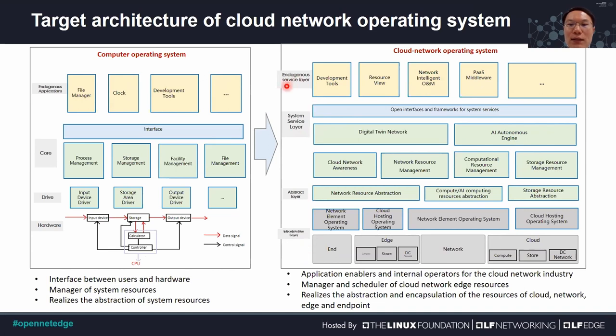So based on this architecture, we will provide the service for the application enabler and the internal operators for the cloud network industry. And we can also provide service to the managers and the schedulers of the cloud network resource, as well as realize the abstraction and solution of the resource of the cloud network edge and endpoints.